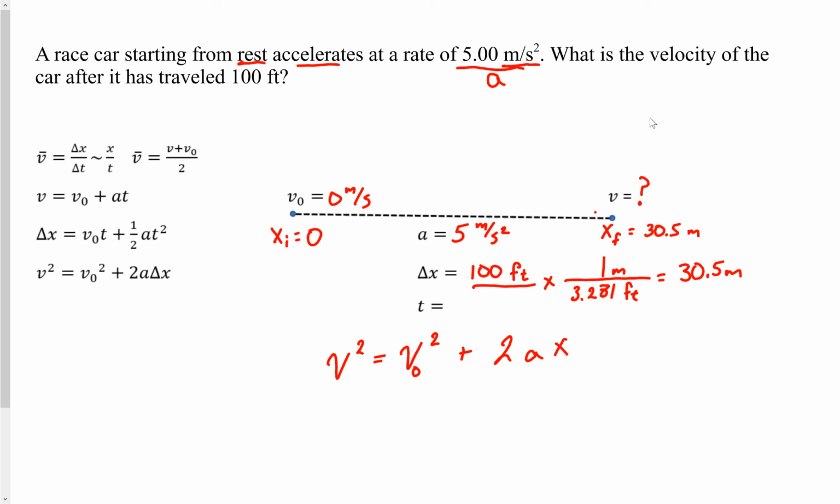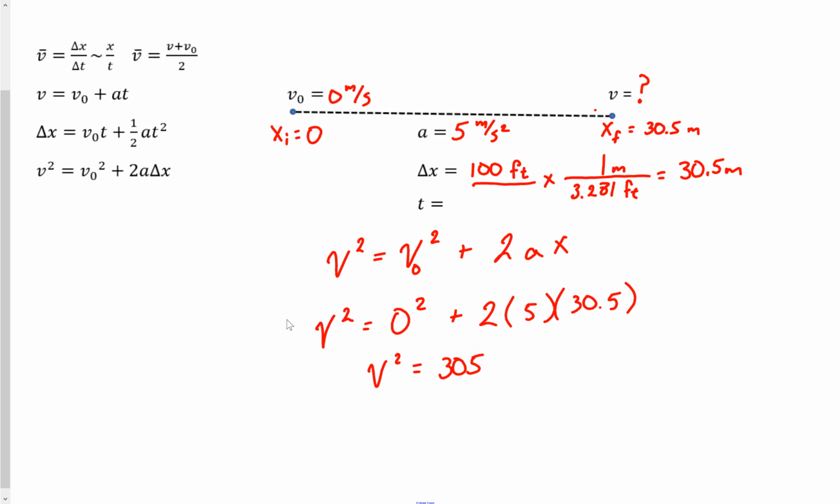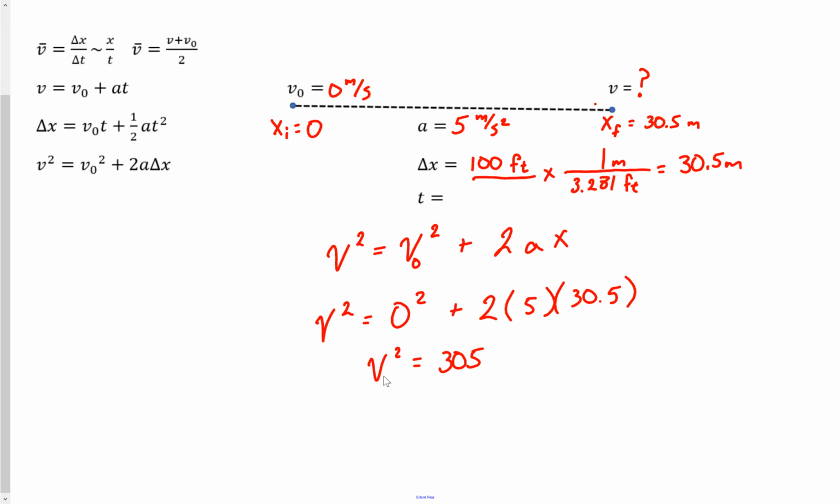So here's what I'm going to do. This equation's already set up to solve for v. Let's just substitute in and get our answer. So velocity squared is equal to 0 squared plus 2 times 5 times 30.5. And you got to kind of love this because that's 10, and 10 times 30.5 is 305. So we know that velocity squared is equal to 305. And somewhere out there, somebody will tell me, you didn't write your units out. Yeah, I know, I'm just a terrible human being.